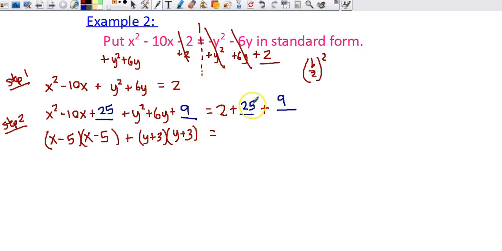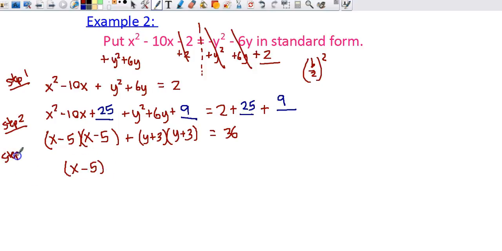2 plus 25 is 27. 27 plus 9 is, what is that? Is that 36? And we don't like to write it twice, so we're going to write this once. We're going to say x minus 5 squared.